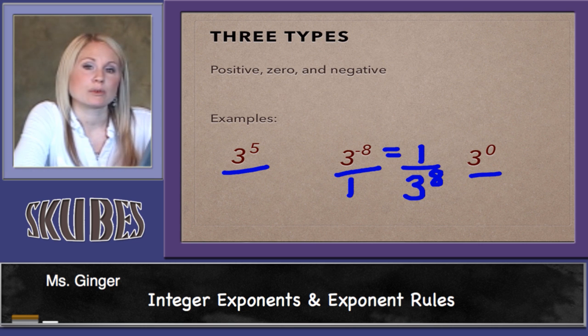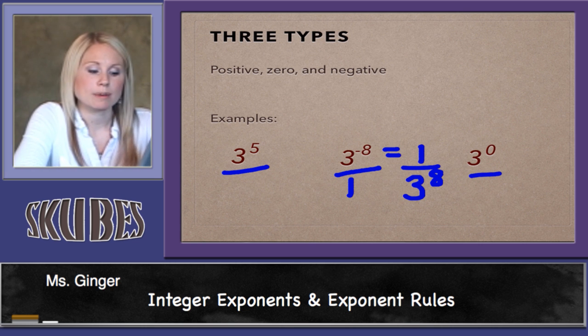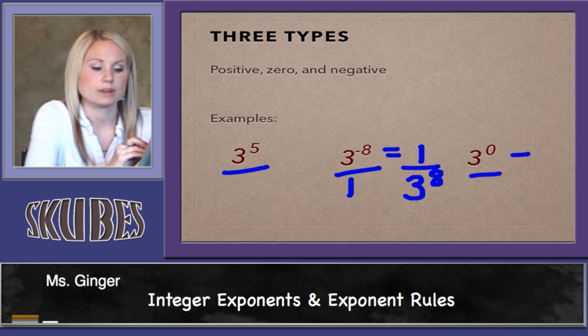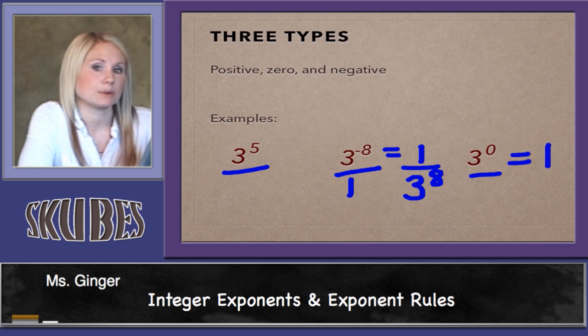Alright, and if we see a number raised to the 0 power, you might be surprised to know that that is always going to be 1, not 0. And I'll explain why in just a minute.